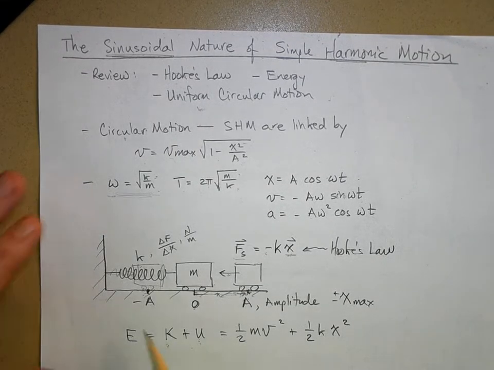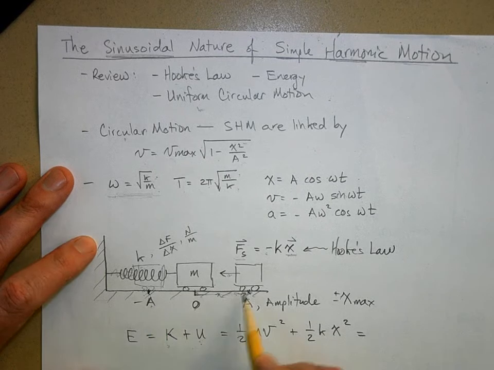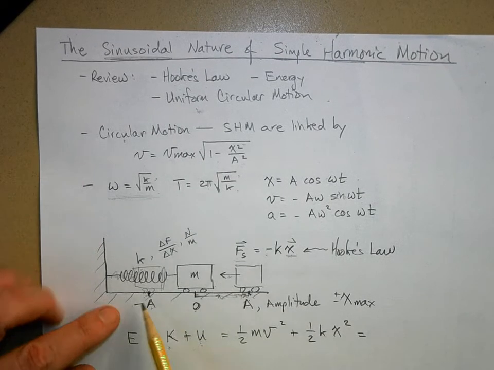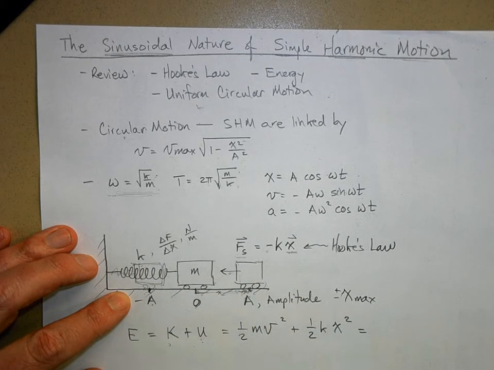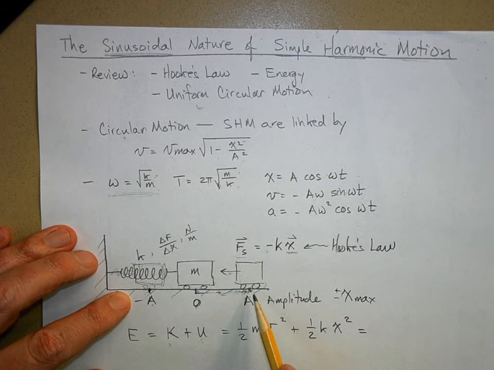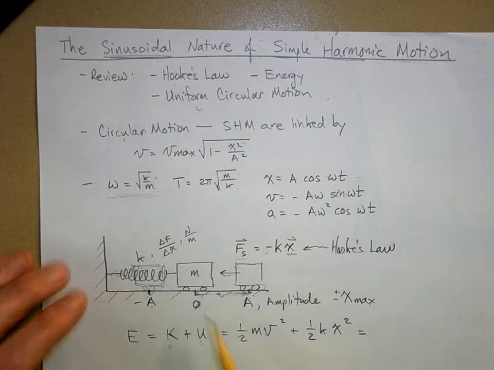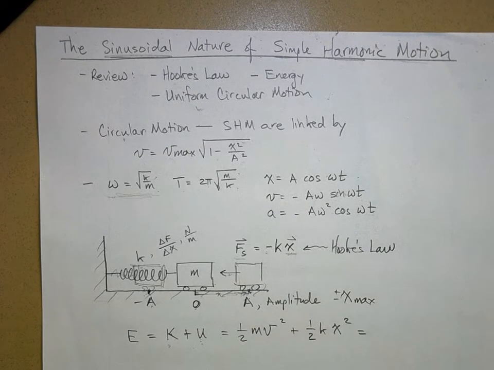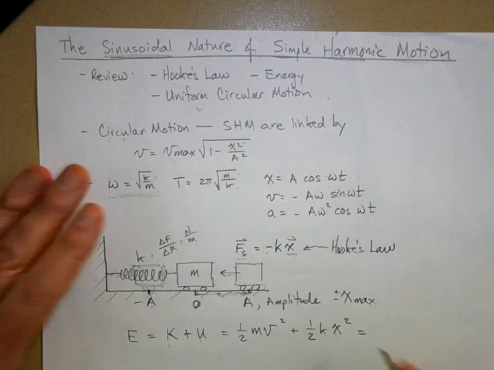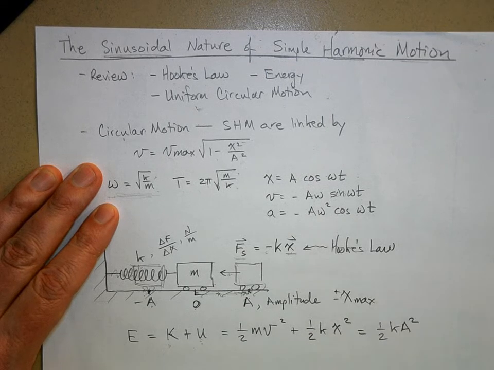Now, let's say when you're at the extremes, when you're out here at the amplitude, for an instant, this little thing here is stopped. It's not moving. It has no kinetic energy, so the kinetic energy is 0. But the elastic potential energy, well, it certainly has it. And it has the maximum possible amount of elastic potential. In fact, all the mechanical energy is elastic. So that's going to be 1/2 k A squared.